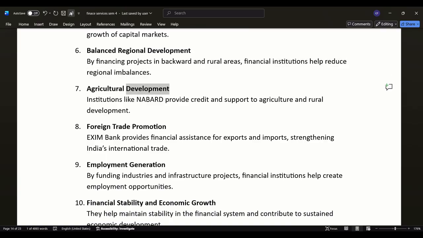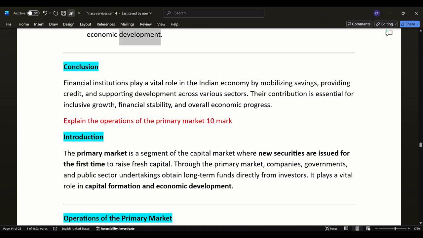Agricultural development. Institutions like NABARD provide credit and support to agriculture and rural development. Foreign trade promotion. Exim Bank provides financial assistance for exports and imports, strengthening India's international trade. Employment generation. By funding industries and infrastructure projects, financial institutions help create employment opportunities. Financial stability and economic growth. They help maintain stability in the financial system and contribute to sustained economic development.